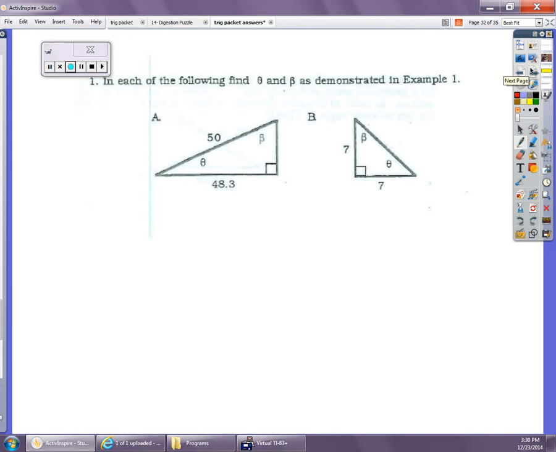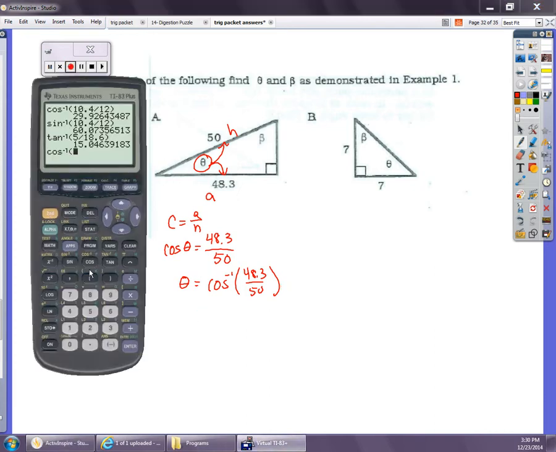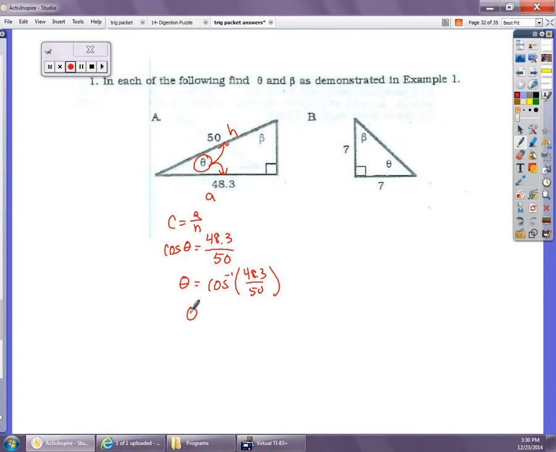So if we just do these two problems real quick, we want to find these angles. Look at this one. This is adjacent, hypotenuse, that's cosine. So the cosine of our angle, adjacent is 48.3, hypotenuse is 50. So our angle is the inverse cosine of 48.3 divided by 50, and that's approximately 14.98.